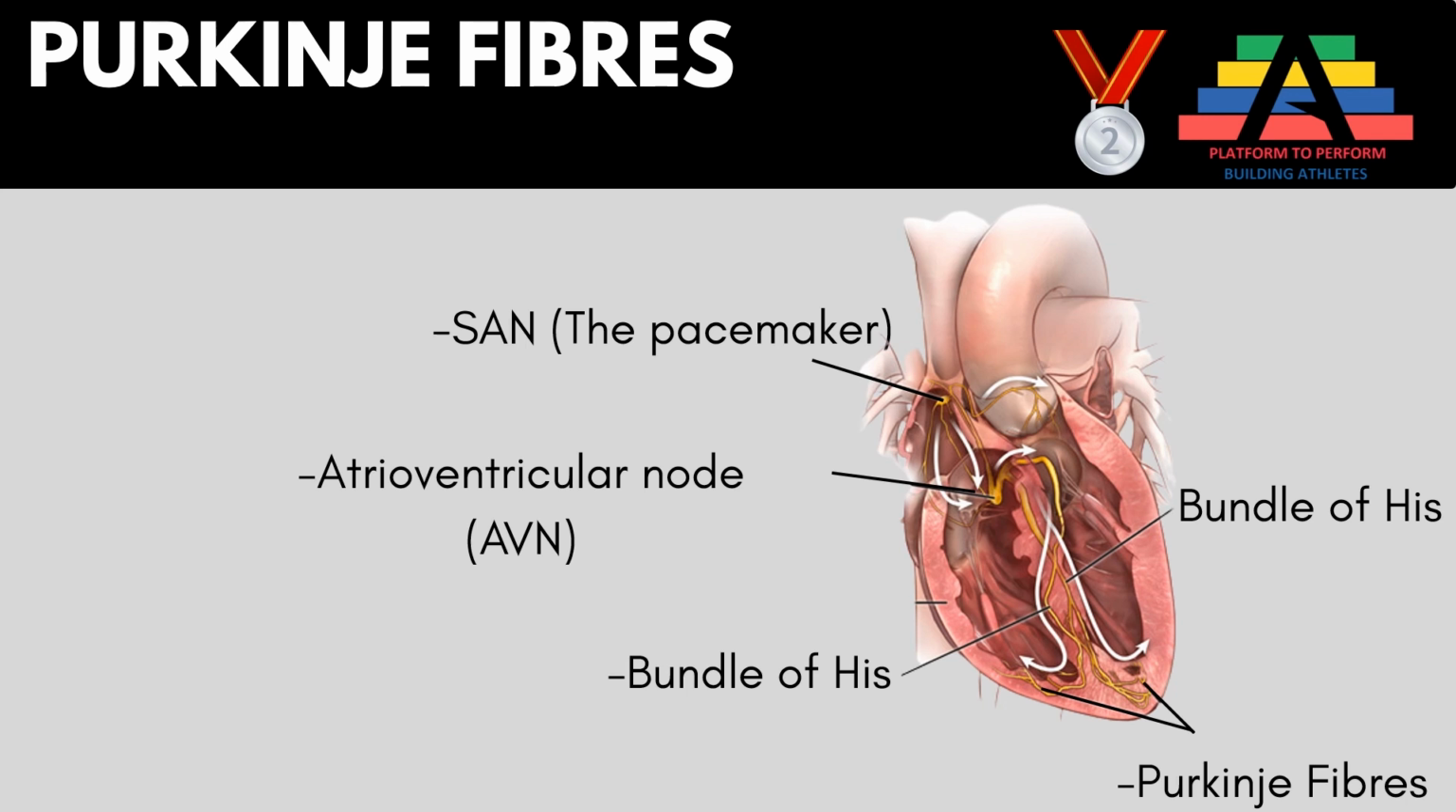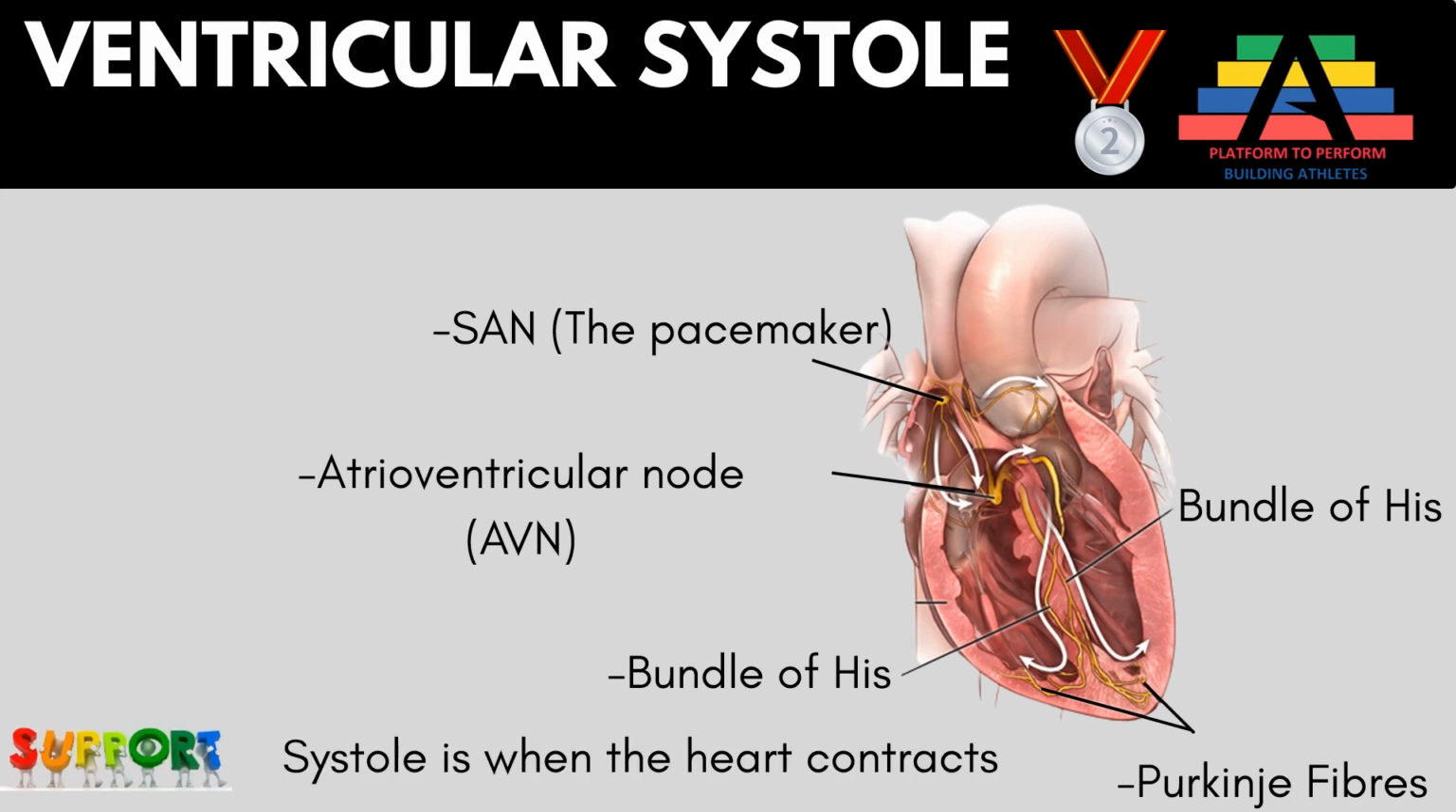The Purkinje Fibres help the ventricles to contract. So the Purkinje Fibres are at the bottom of the ventricles, and they are what causes the ventricles to contract. Now, if atrial systole means that the atria are going to contract and eject blood out of the atria, then ventricular systole, which is the last step in the cardiac conduction system, means that the ventricles are going to contract and they will eject blood.